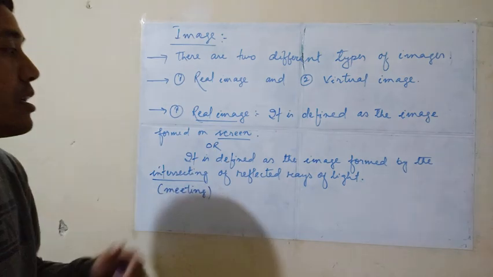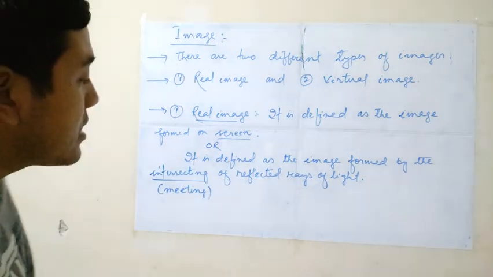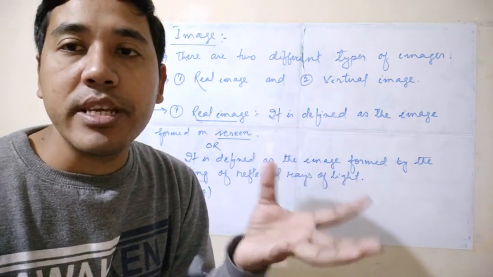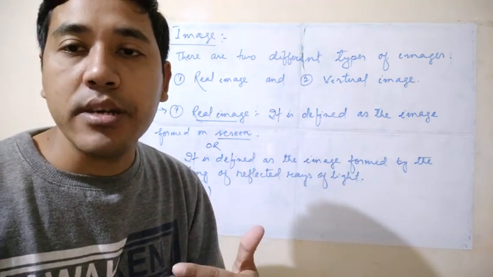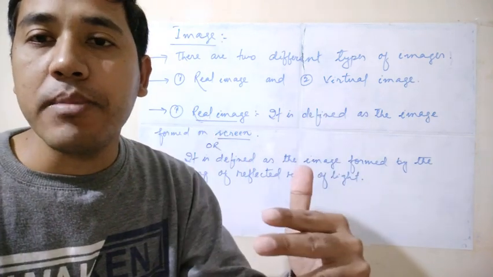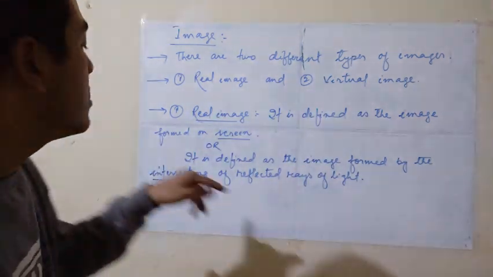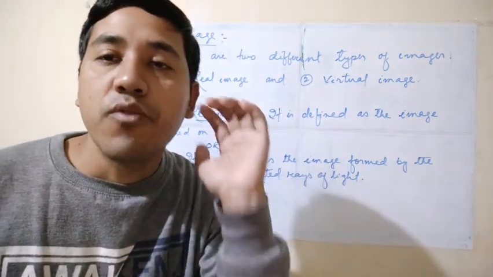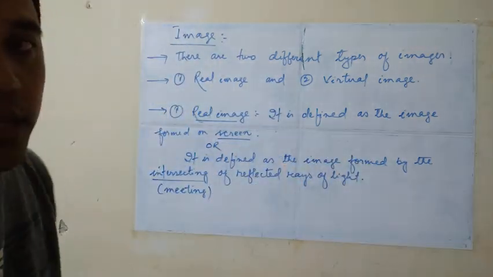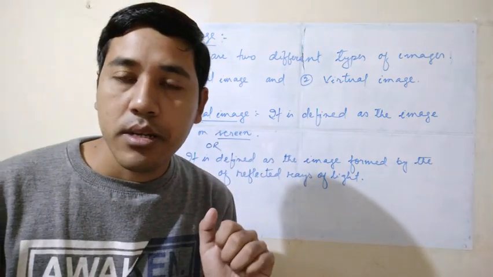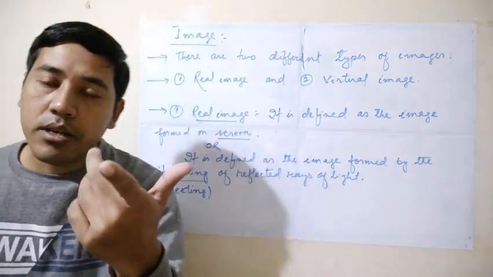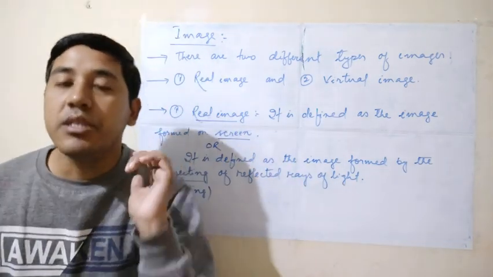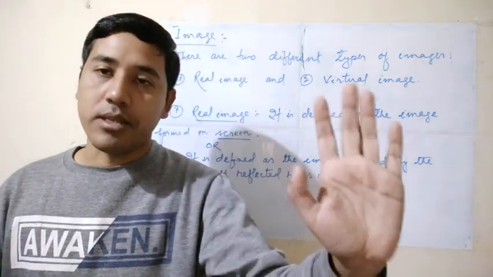Right. When the image is formed due to the intersecting of the reflected rays of light, that is, two or more reflected rays of light meet each other, they form one type of image. That image is known as the real image. This real image will always form on the screen. It cannot be seen inside your mirror, or inside any polished or smooth surface. This image will be seen only on the screen, right?